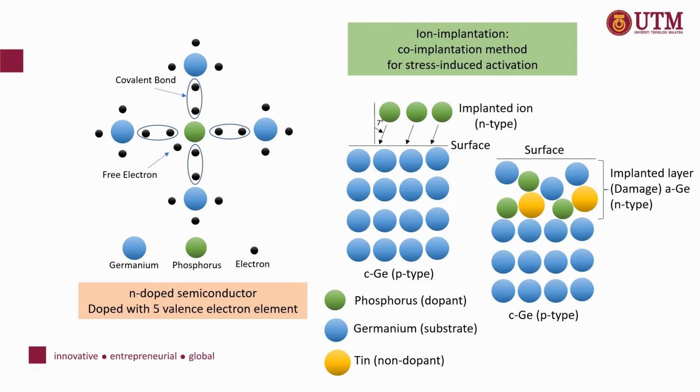The phosphorus in green is the dopant atom. Germanium in blue is the substrate and tin in yellow is the non-dopant atom. But the co-implantation technique will cause damage to the surface layer of germanium.